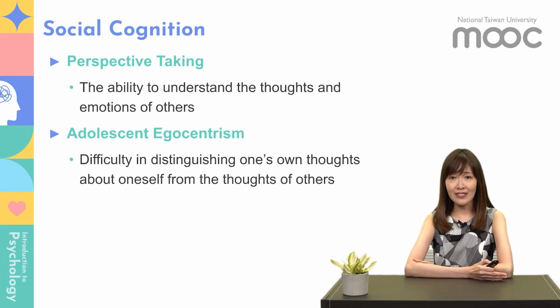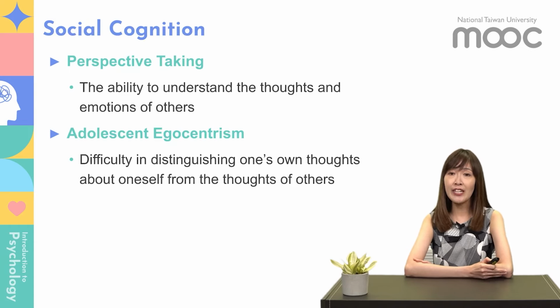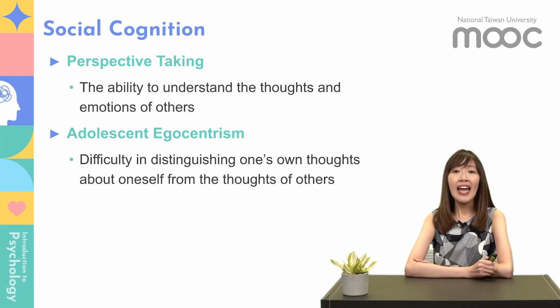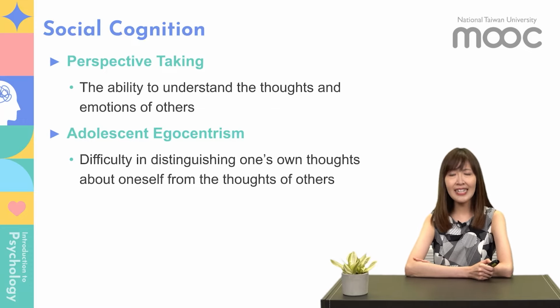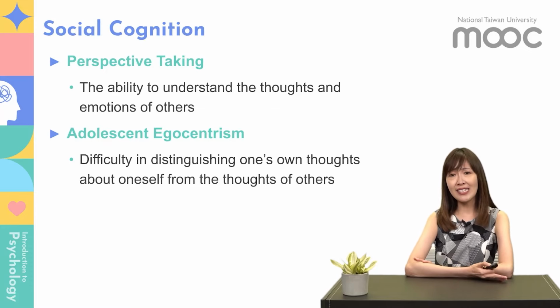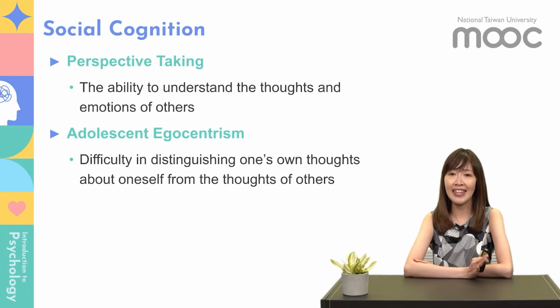In addition, adolescents have egocentrism. Do you remember the term egocentrism? We said children have egocentrism in the 3 mountain task. And now in adolescence, they also have egocentrism, but it's a little bit different. Adolescent egocentrism means that they have difficulties in distinguishing the thoughts about oneself from the thoughts of others. But what does that mean? We can put it simply. Adolescents might think, oh, I'm pretty, I'm cool, I'm special, and I think that you have the same feelings too. You think I'm cool, I'm special. That is egocentrism in adolescence.